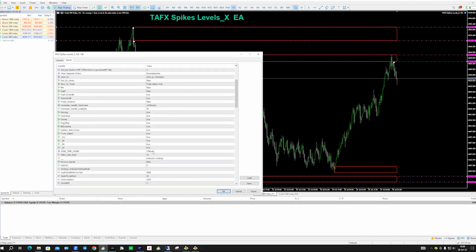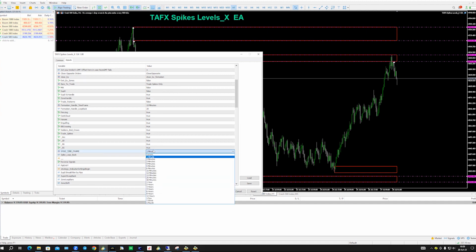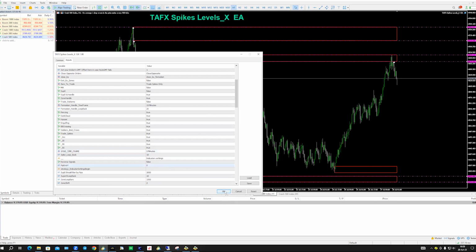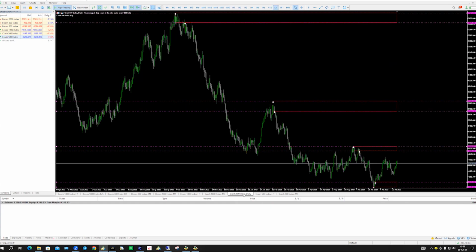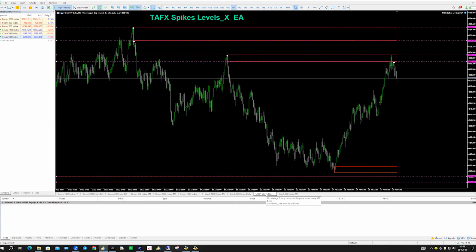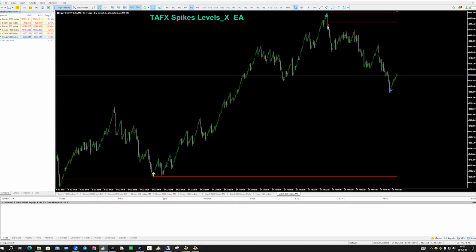We have the setup of where you want the spike to be, the spike time frame. You can see we have minute 1 here. So if I set minute 5 here and click OK, this tells us that the EA will be analyzing the market, what is happening in daily. And even if we have attached our EA in the 1 hour time frame, this helps the EA to analyze 1 hour also. But the trades will be taken according to minute 5.